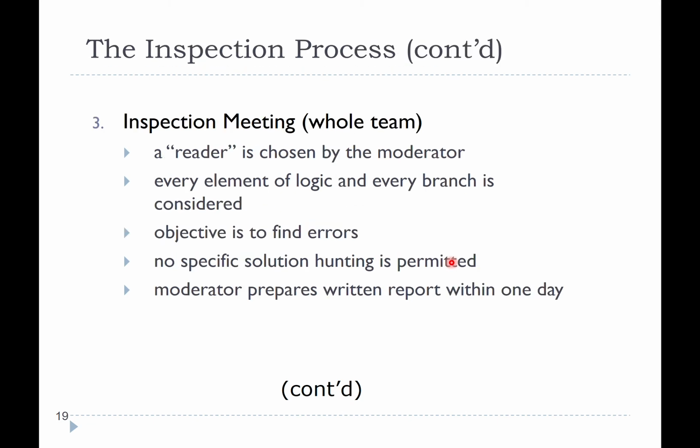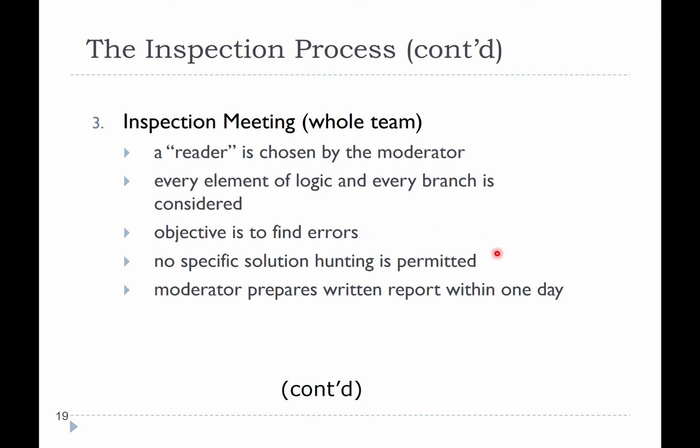Now, when we have the inspection meeting and the whole team is gathered, a reader is going to be chosen by the moderator. Then the inspection starts to go through every single logic or branch of my code, and it is to find errors, not to look for whether the person has written the code the way an inspector would have preferred. So we're not hunting for any specific solution, just looking for errors. And when I say errors, we're not even looking at syntax errors here. Again, errors in the sense that something in my target document is violating my checklist.